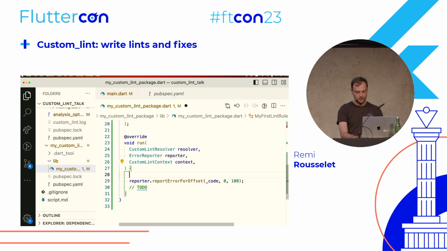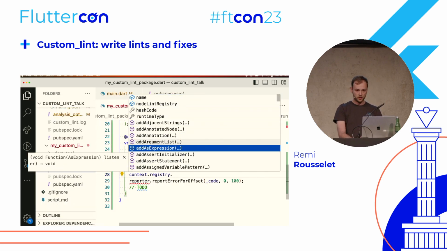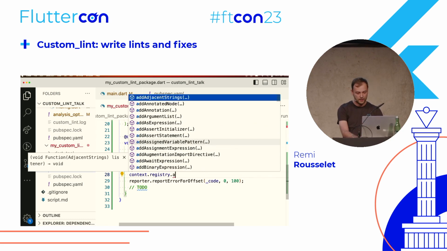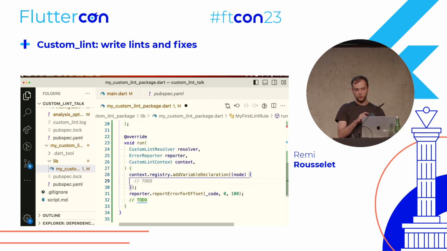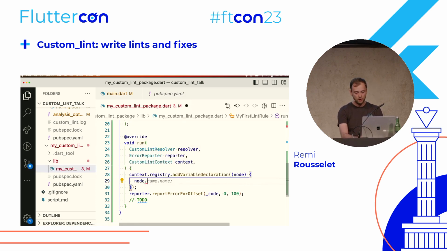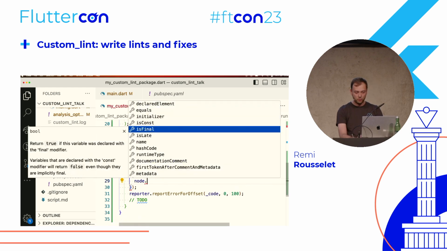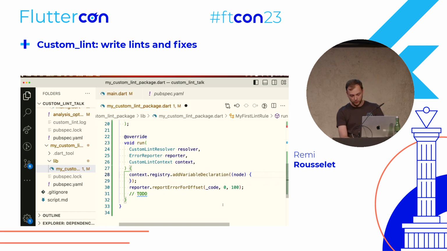For example, I could do something like context.registry. In here, there are a bunch of methods, which are basically ways to listen to various Dart objects. For example, I could do add variable declaration. This basically listens to every time a new variable is declared in a Dart file. In here, we receive a node object, which exposes information about this newly defined variable, like the variable name, whether it's final, whether it's late, what the initializer of the variable is. But obviously, we don't care about variables here.